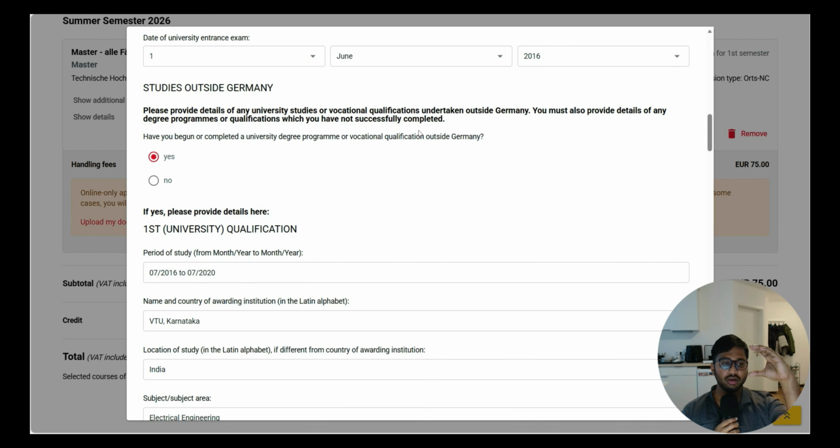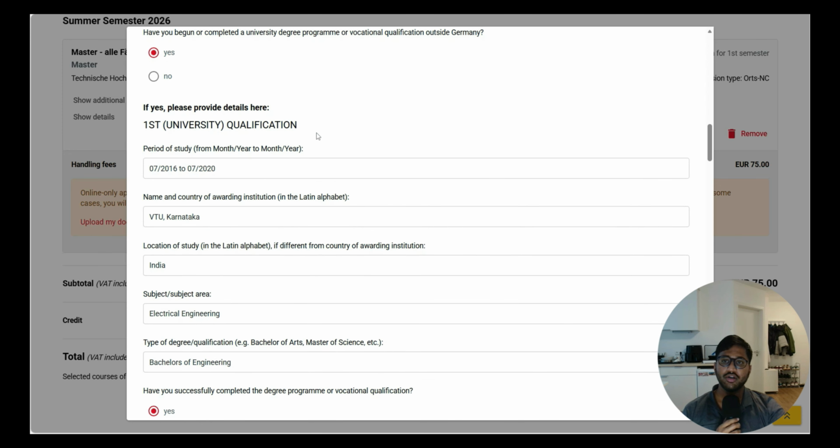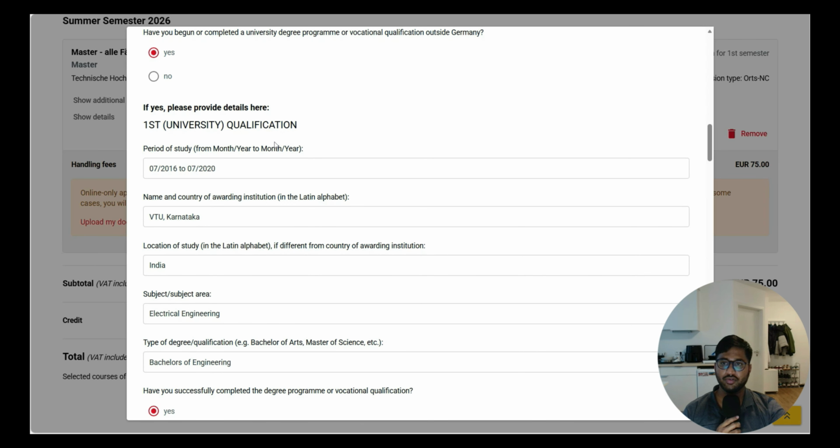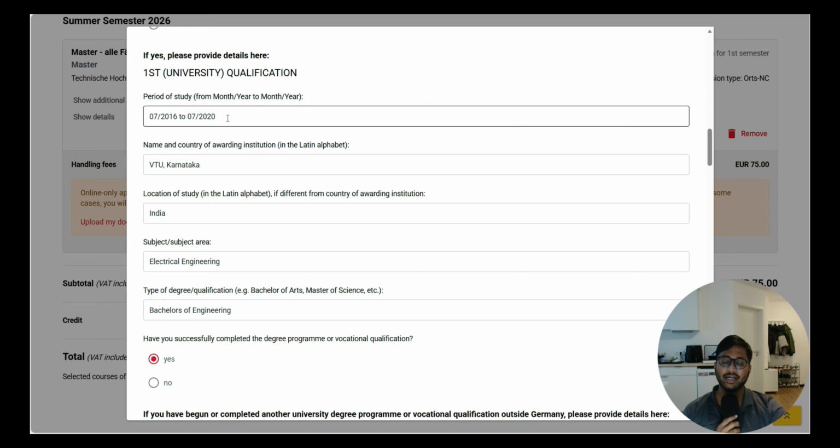After having school certificate and PUC or 12th standard information that you have given, then we did our university entrance qualification. And why we did the university entrance qualification? In order to pursue our degree in any of the bachelor college. That's the reason we have to give now the university qualification that we have obtained outside Germany. So we obtained or begun or completed the university degree outside Germany? Yes, which is our bachelor. That's the reason you have to select yes. Then in first university qualification, you have to fill in your 4 semester bachelor degree details which you have done.